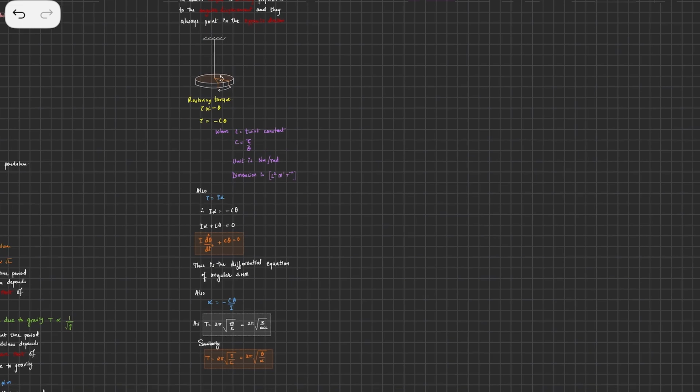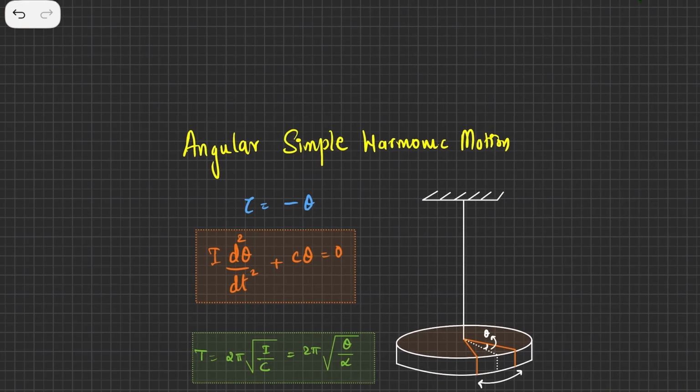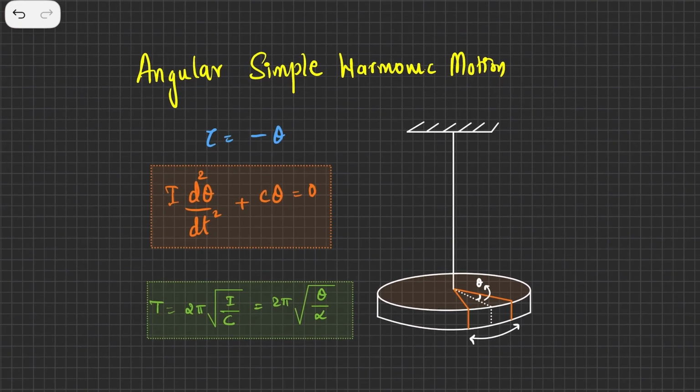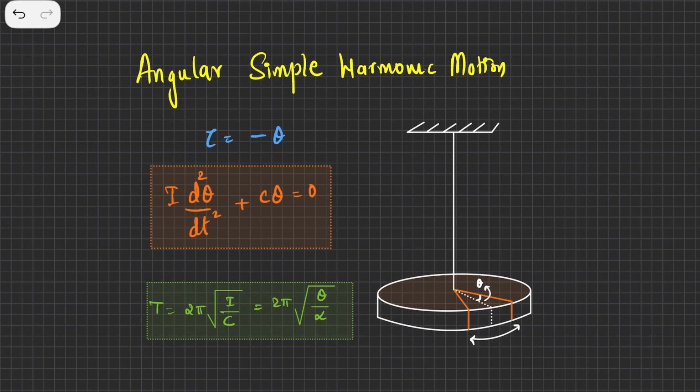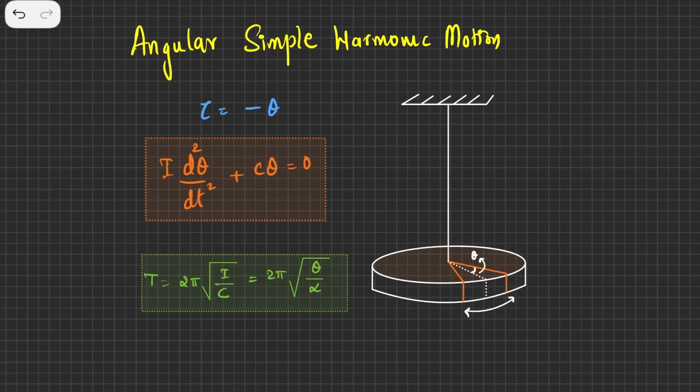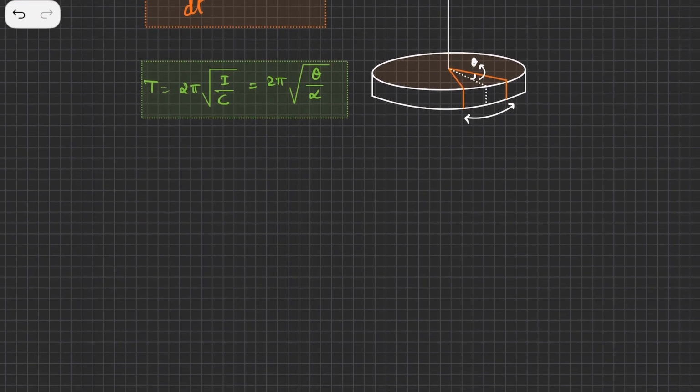So this is all about angular simple harmonic motion, and we can start with the last topic of oscillations in the next video, which is the magnetic needle in an external uniform magnetic field.